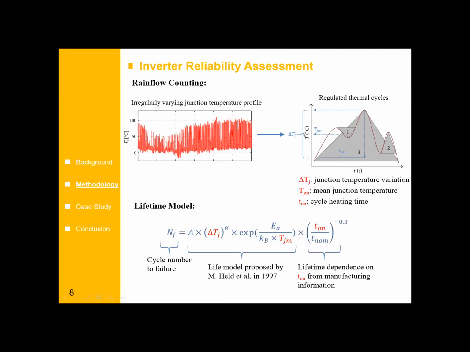And finally, the lifetime model. This is the lifetime model that is applied in our paper. By using these rainflow counting results, that is, the three important parameters, put into the lifetime model, we can obtain the inverter lifetime. Other parameters can be obtained from curve fitting techniques and also directly from the manufacturer data sheet.